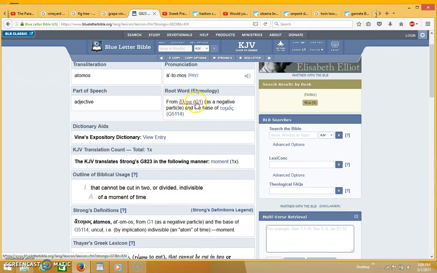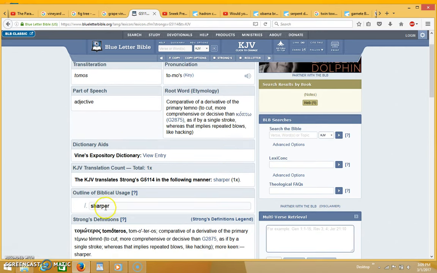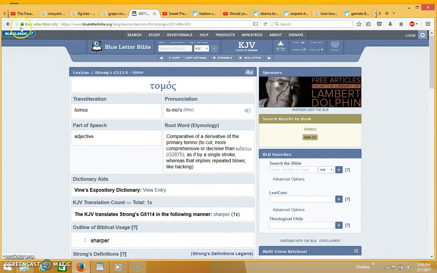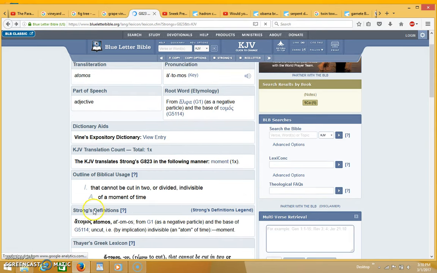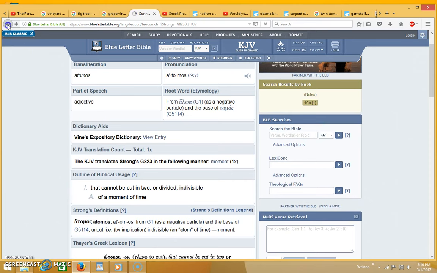And you see it has the word alpha as the first part of this word, and the second part of this word means sharper. So this is about cutting or splitting the atom. And that's what it's going to go down to at the restoration, in the twinkling of an eye.